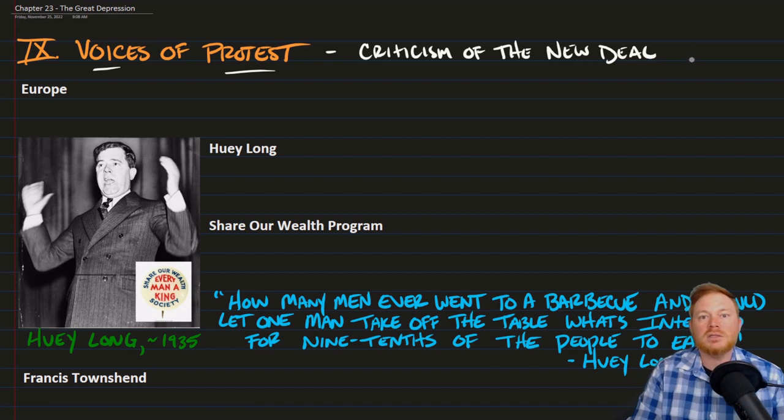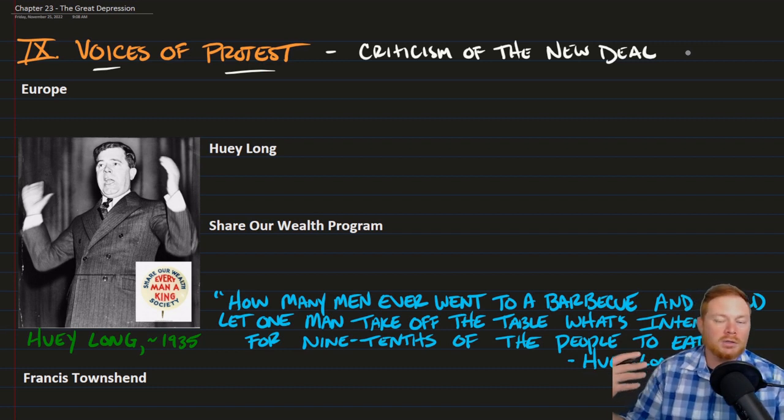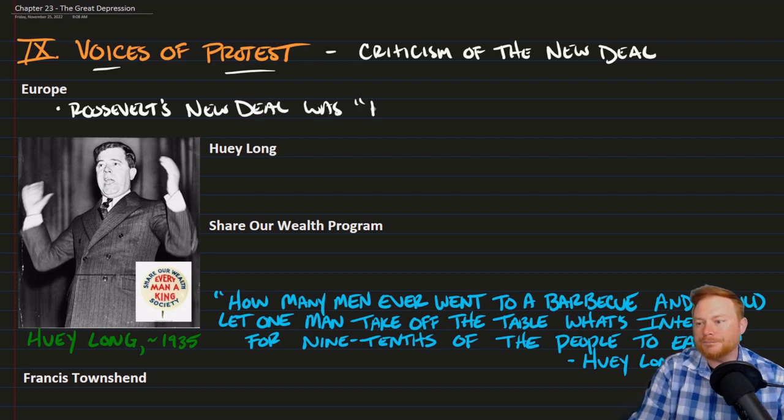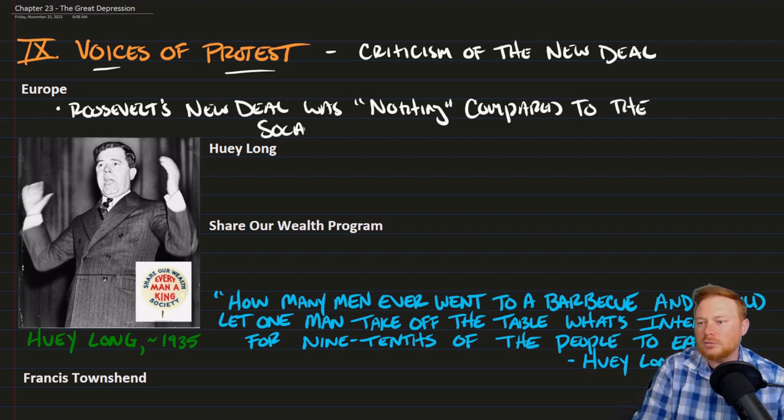Now, one important point to make is that while, yes, Roosevelt did make a lot of unprecedented changes when it came to the American economy by closing down banks and establishing all these work programs, compared to what was going on in Europe, if we just take a moment and zoom out and look at what's going on in the United States as compared to what's going on in Europe, you might say Roosevelt's New Deal was, quote unquote, nothing compared to the socialist and fascist responses in Europe.